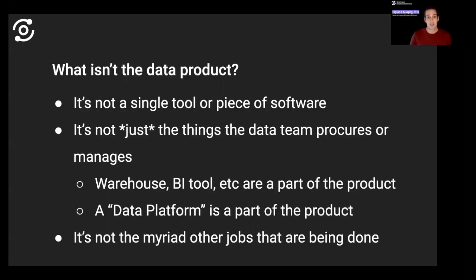Now, what isn't part of the data product? Well, one thing that isn't part of the data product is individual pieces, in that the individual piece is not the data product in itself. You can't look at your data warehouse and say, this is my data product. That's not it. The warehouse, the BI tool, the data platform, they're all part of the product. The main thing that's not part of the product is the myriad other jobs that your colleagues are doing within your organization, whether it's talking to customers, responding to support tickets. They may generate data that winds up as part of your data product, but those jobs in themselves are not part of the data product.